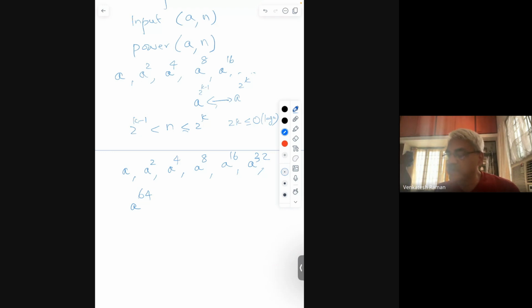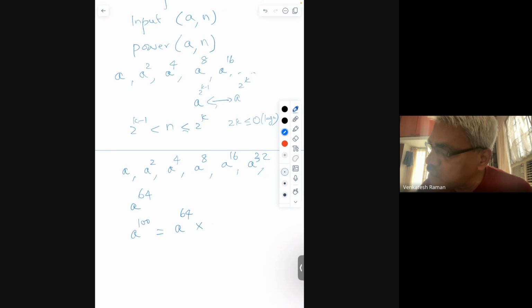How many multiplications have I done? Only about 6 multiplications, which is log of 64 plus 1. Because a to a square is 1, a square to a power 4 is 1, then a power 8, a power 16, a power 32, a power 64. I've done 6 multiplications. Now how do I get a power 100? Well, I compute a power 64 into a power 32, which I have already computed. That's one multiplication. I got a power 96, and then I multiply by a power 4, so 6 plus 1 plus 1 equals 8 multiplications.